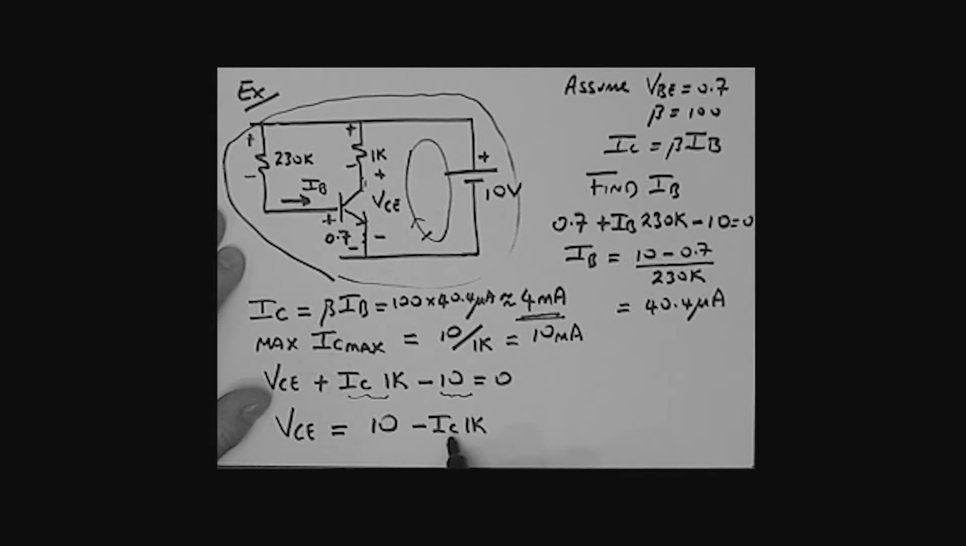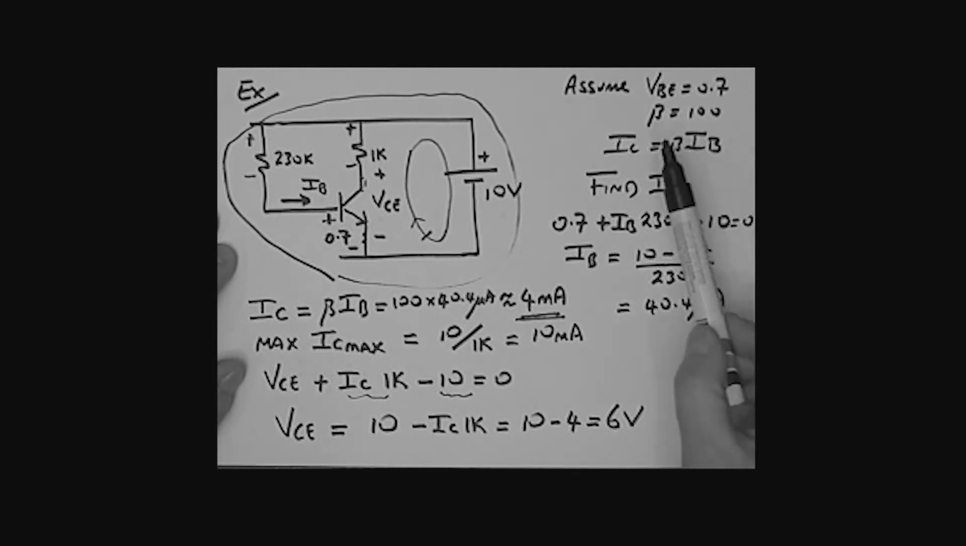The IC basically was the 4 milliamps, which we calculated back up here. So if I put the 4 milliamps into this, then I get the VCE is really 10 minus 4 volts, which gives me an answer of 6 volts. So there I've been able to calculate everything in that circuit.